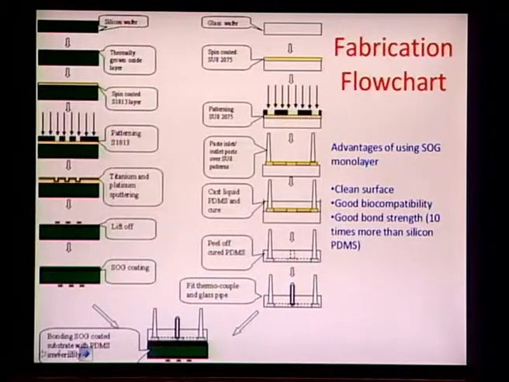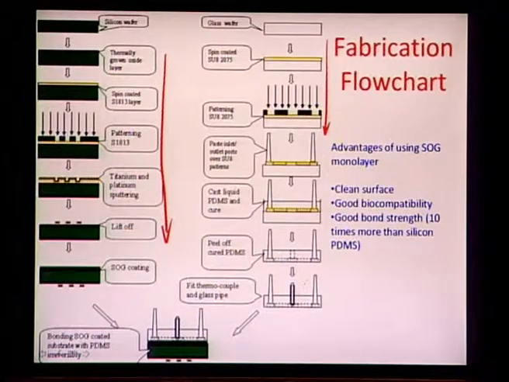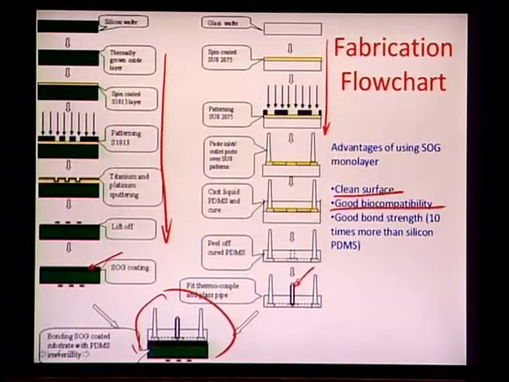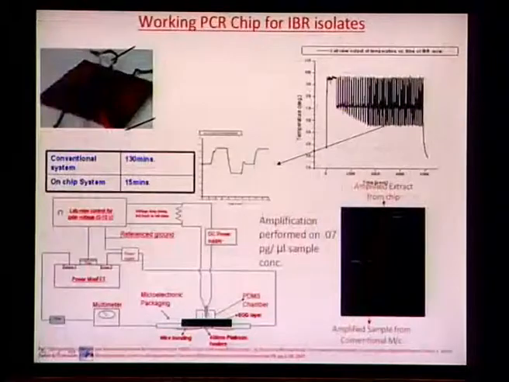This is how the fabrication flow chart is constructed. You have a process for making the heaters and a process for making the PDMS upper part with channels and thermocouple, and then you bond the two assemblies together in order to make the complete hybrid device. And here, as you are seeing, you use a layer of SOG, or spin on glass, just because of a cleaner surface, a good biocompatibility and a good bond strength, which is about 10 times more than the PDMS surface.